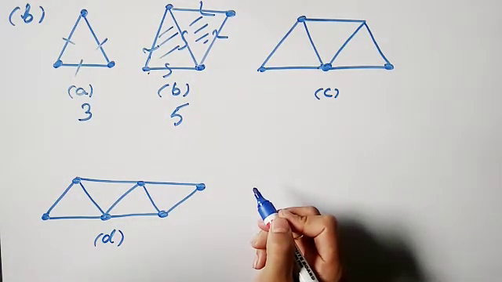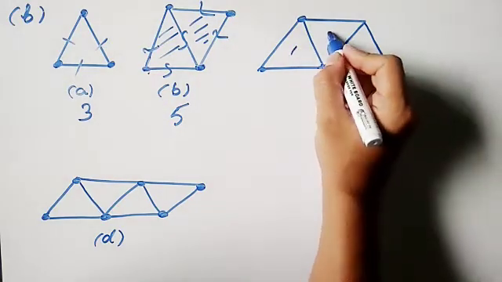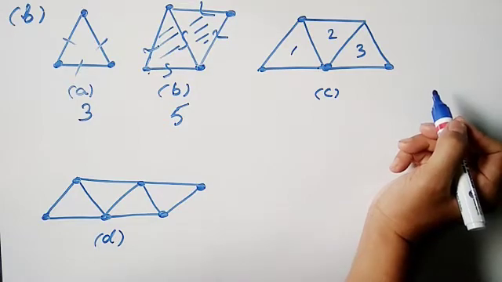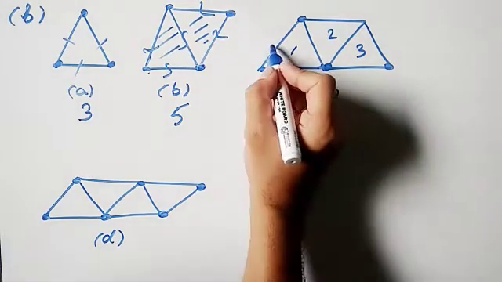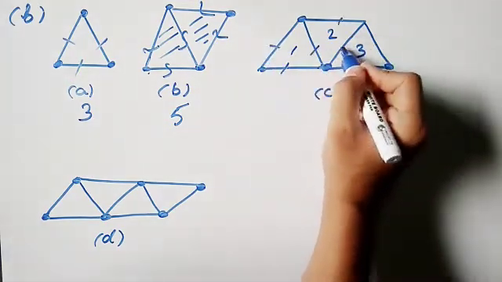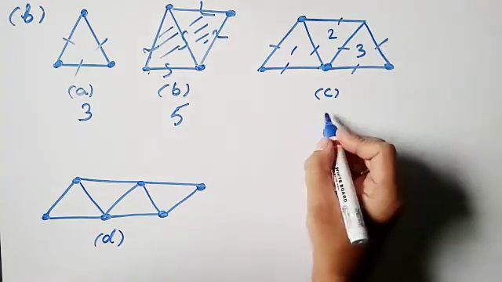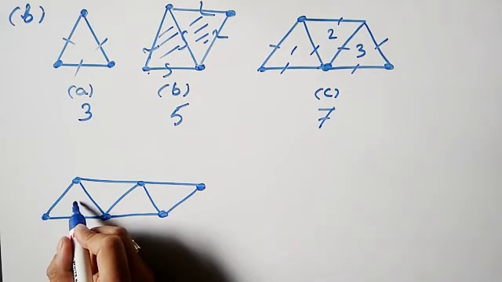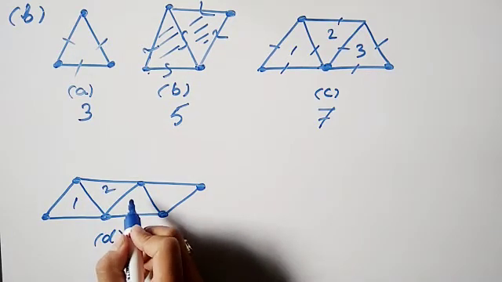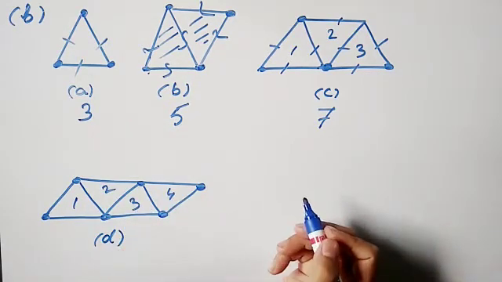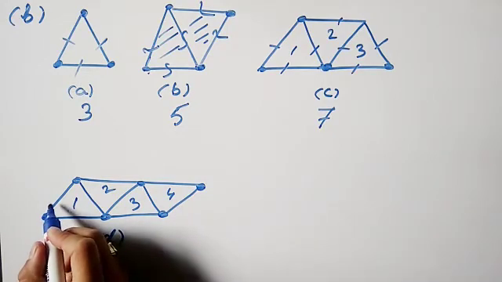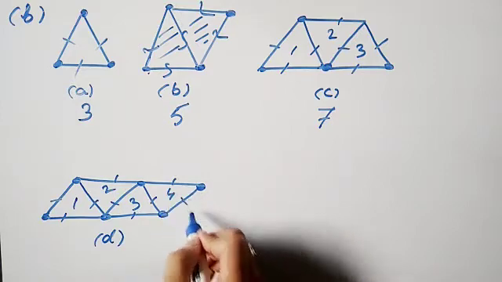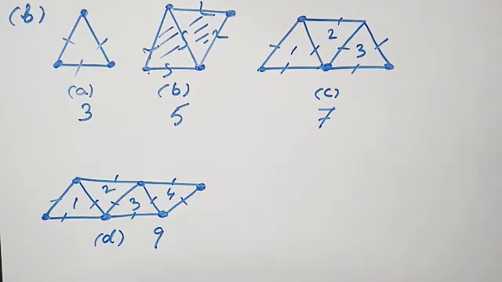How many triangles can you see? 1, 2, 3. Yes, there are 3 triangles, right? And let's count the required number of matchsticks. 1, 2, 3, 4, 5, 6, and 7. And last one, we have figure number D. Let's count the number of triangles first. 1, 2, 3, yes, 4 triangles. And the number of matchsticks required are 1, 2, 3, 4, 5, 6, 7, 8, and 9 matchsticks are required, right?